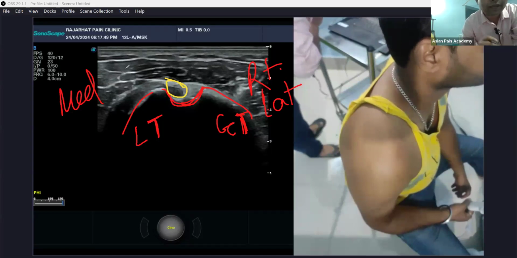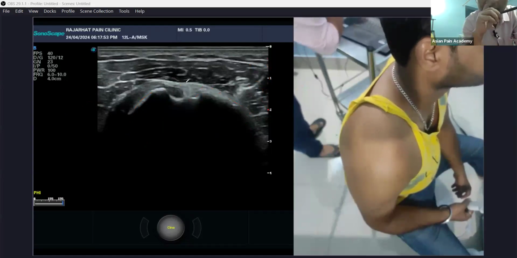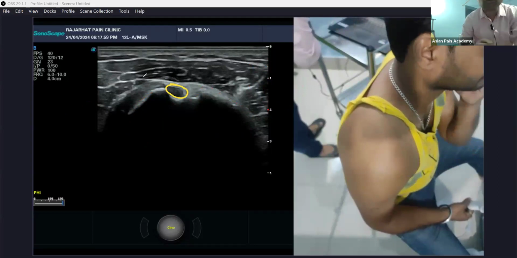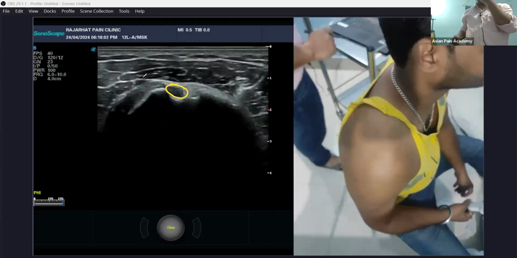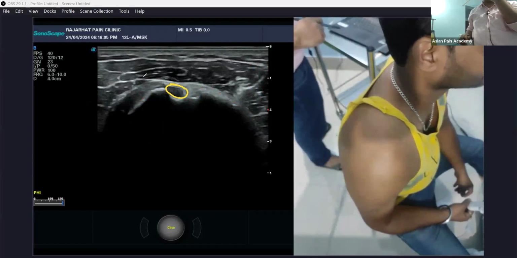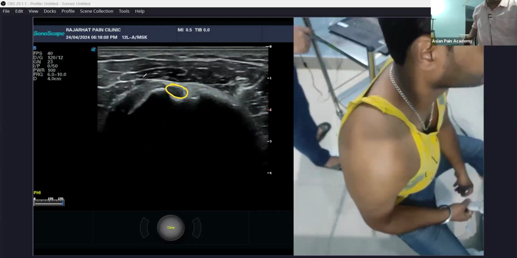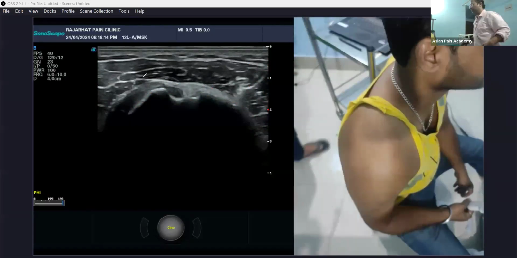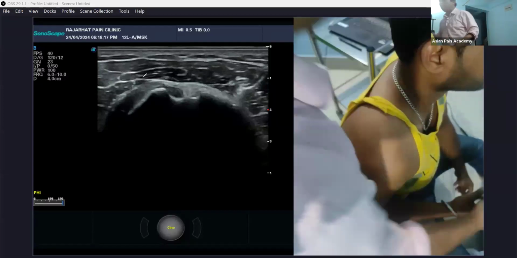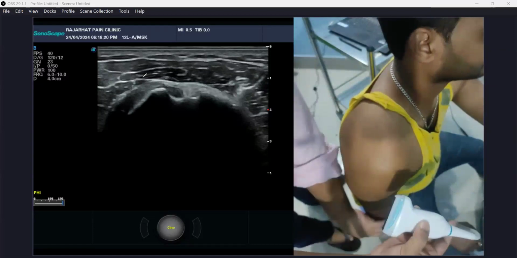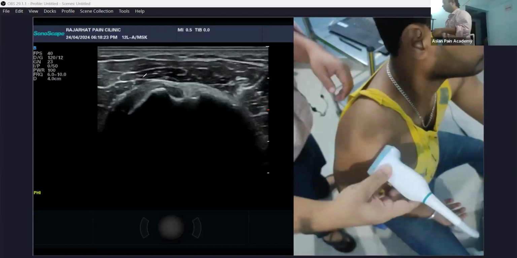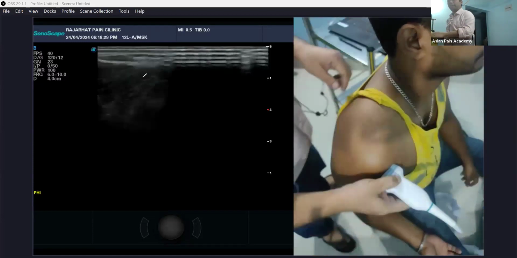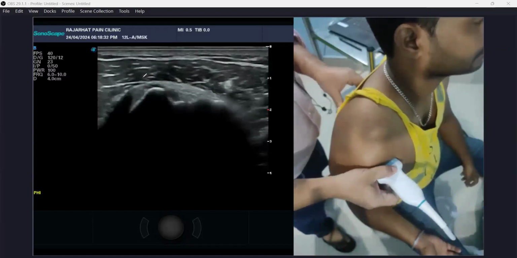Here, one important thing: tendon is always hyperechoic, isn't it? It should be white in color, but it is black here. So what can it be? As I told you, you should not immediately think that there is some disease. It can be simple anisotropy. If I just tilt my probe, then this tendon may become black to white. Okay, so this is the tendon.